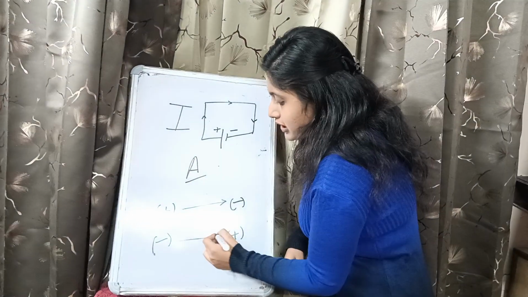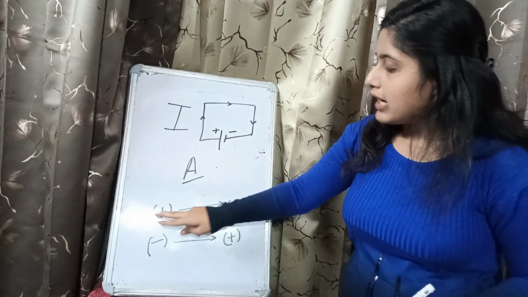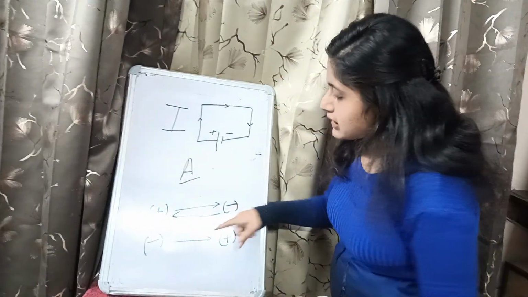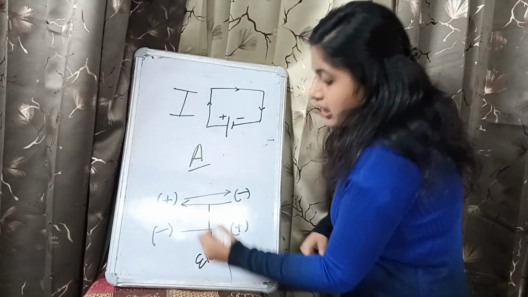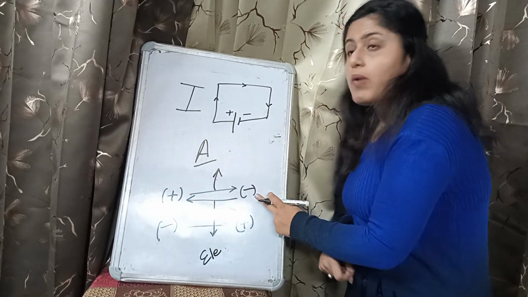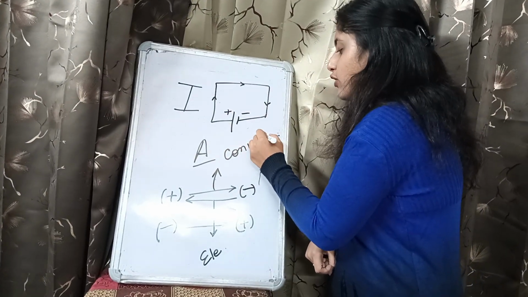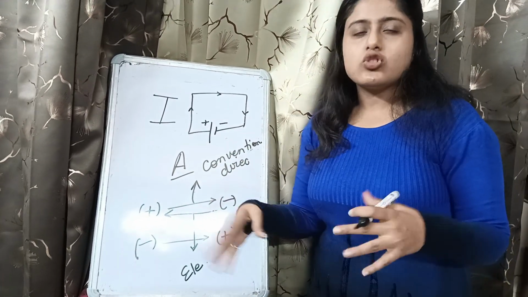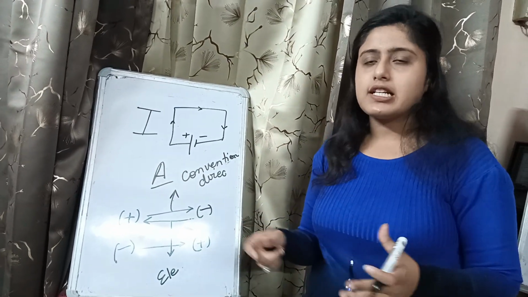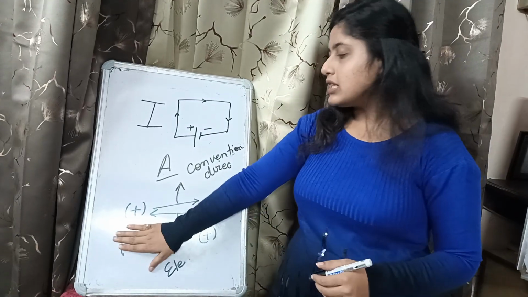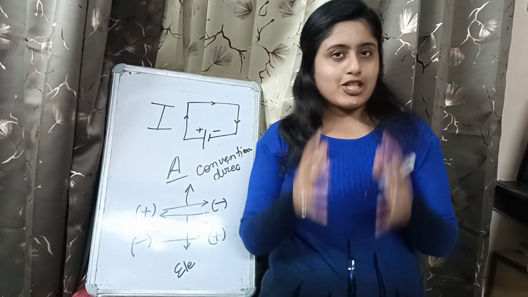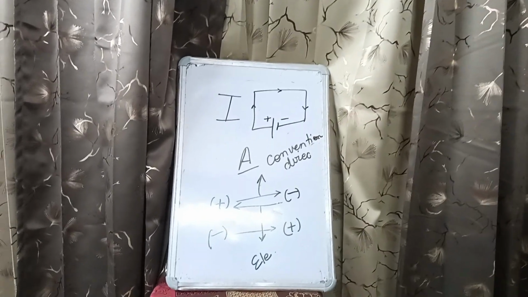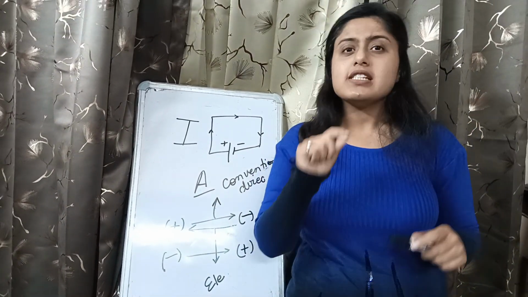So the electrons are flowing, but if the current is taken in the direction of positive to negative, then the flow of electrons will be in the opposite direction. So the direction from positive to negative is taken as the conventional direction of flow of current, and this other direction is the electronic direction of current. The conventional direction of current is always taken as the actual direction. Let's move forward to the next topic, that is average current.